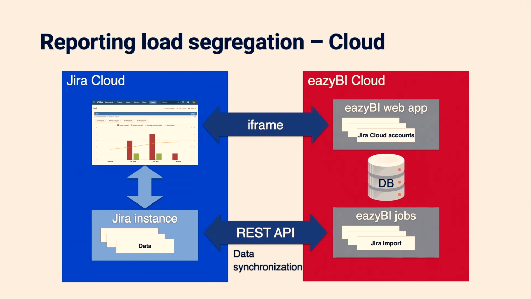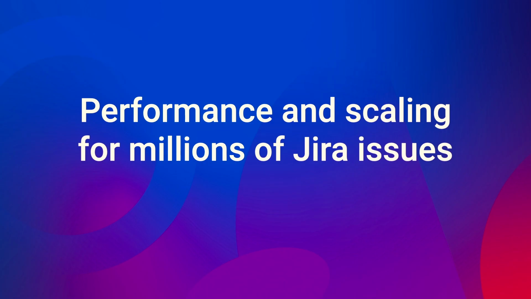In a similar way in the cloud, the reporting processing is separated in our eazyBI cloud, where we synchronize the data from Jira cloud using the REST API, and then all the reporting is done on the eazyBI side and does not cause performance problems on the Jira side. That is the general architecture of eazyBI. Now let's move to the latest improvements: how to improve performance and scaling for analyzing millions of Jira issues.